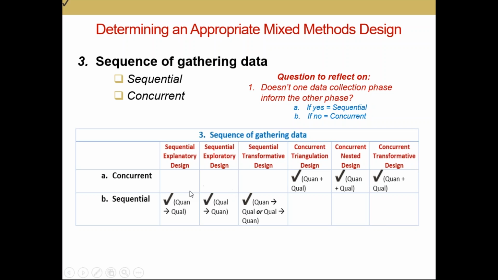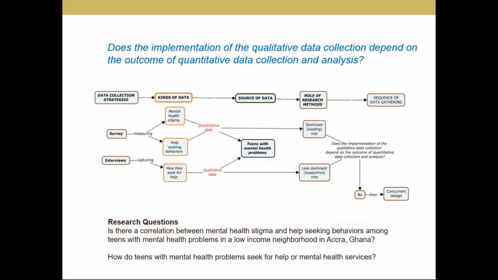As you can see from this table, sequential explanatory design is sequential, right? Because you start with quantitative and end with qualitative. Sequential exploratory, you start with qualitative and end with quantitative. And then concurrent, you can choose from starting with qualitative and ending with quantitative, or from quantitative and ending with qualitative. In concurrent, you collect both data at the same time, so one data is not informing the other data, right?